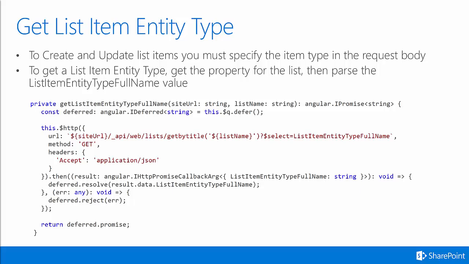To get a list item entity type, you get the property for the list, then you parse the list item entity type full name value, and that will give you the list item entity type. So here you can see a helper method that we created that's used to return the list item entity type.